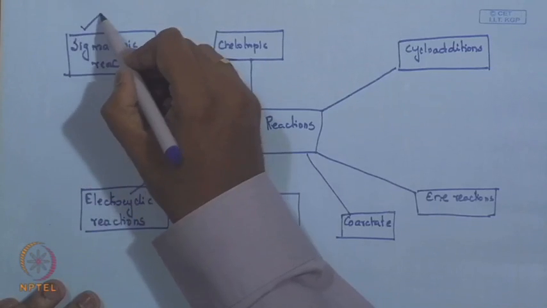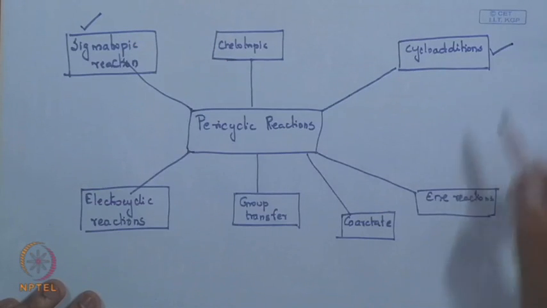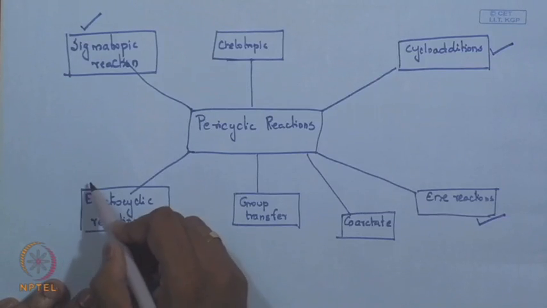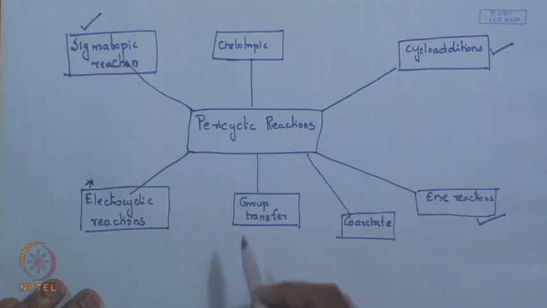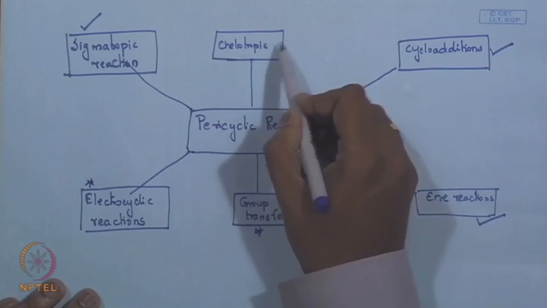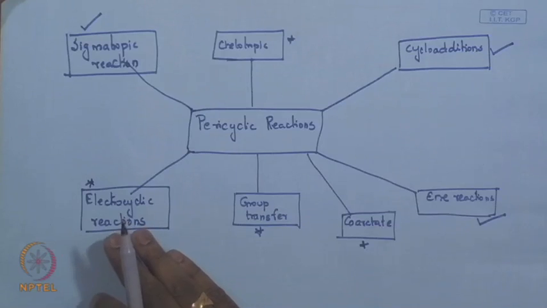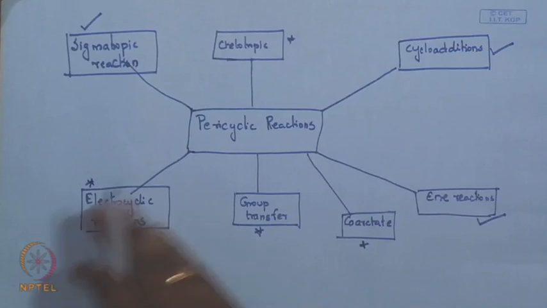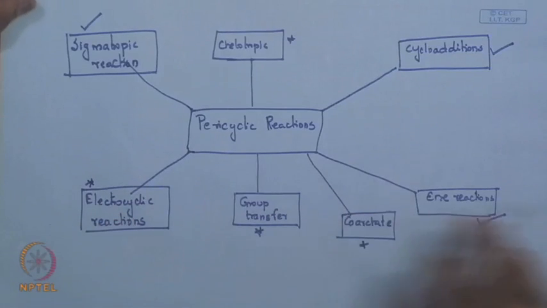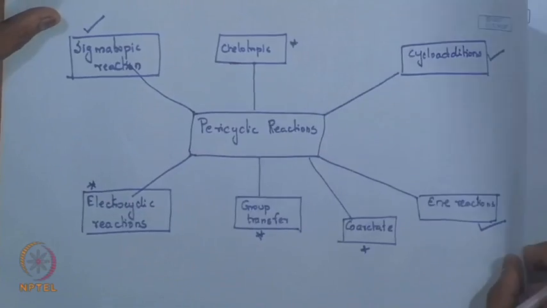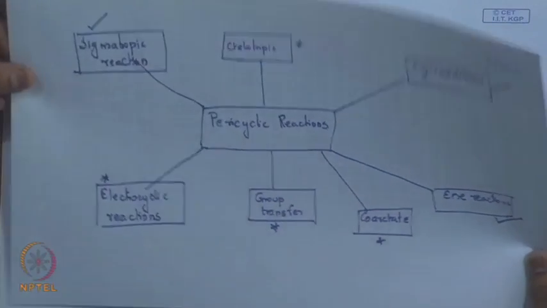So, we have covered sigmatropic, we have understood cycloaddition, then we went to ene reaction. Now, what we have to see in pericyclic reactions is electrocyclic reaction, then group transfer, heliotropic and coarctate reaction. For the next 2 or 3 classes, we will be focusing on electrocyclic reactions. So, these are what we are going to do in the next 3 classes. Okay. Now, we will get into electrocyclic reactions.